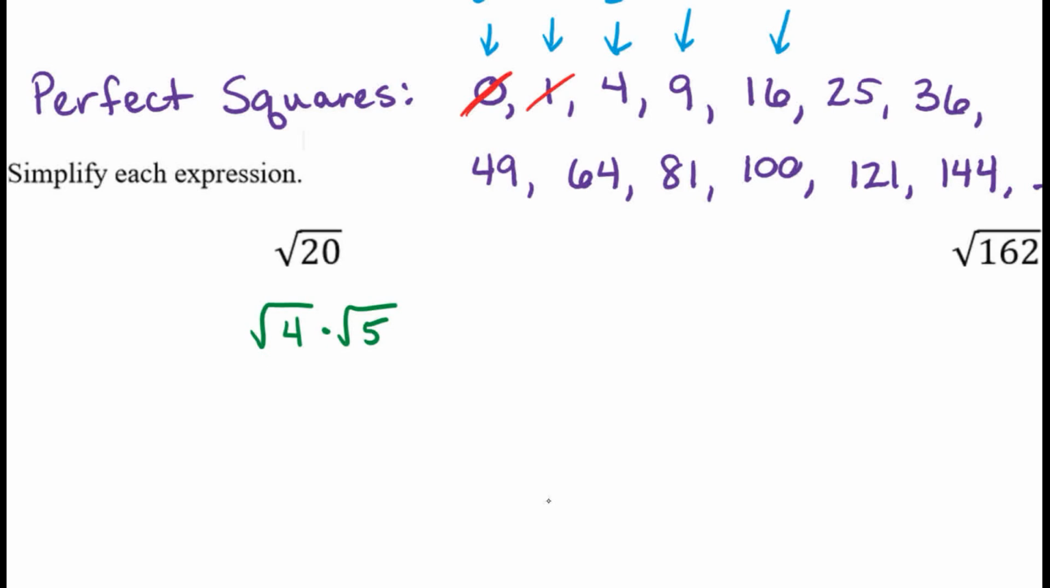Okay, so to simplify this, the square root of 4 is 2, because 2 times itself, or 2 squared, is 4. And then the square root of 5, I'll go ahead and rewrite. Then I always ask myself, can I simplify it any further? So does 5 have any factor that's a perfect square? Is 5 divisible by any of those perfect square numbers? No, so my final answer is 2 times the square root of 5.